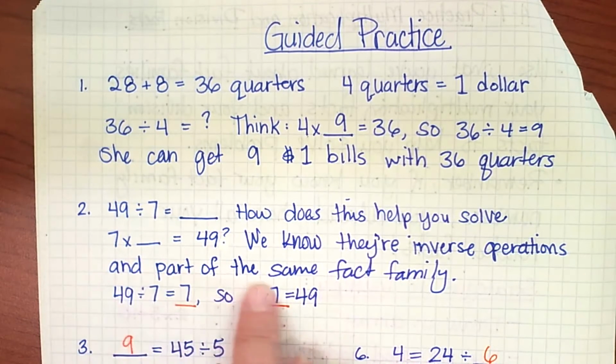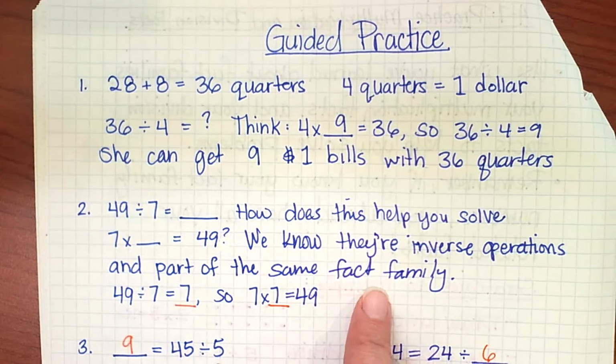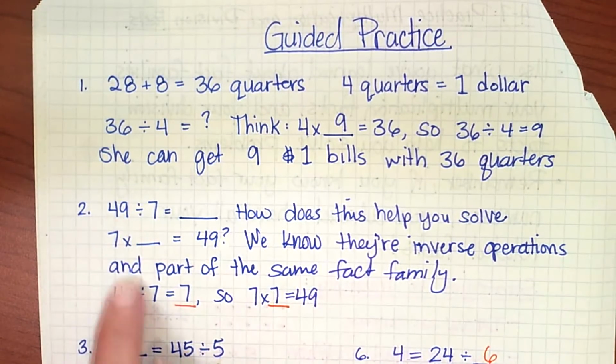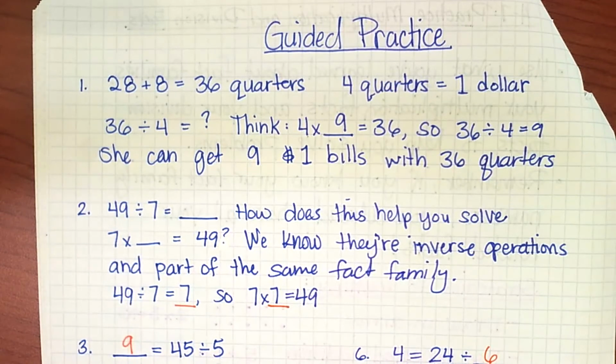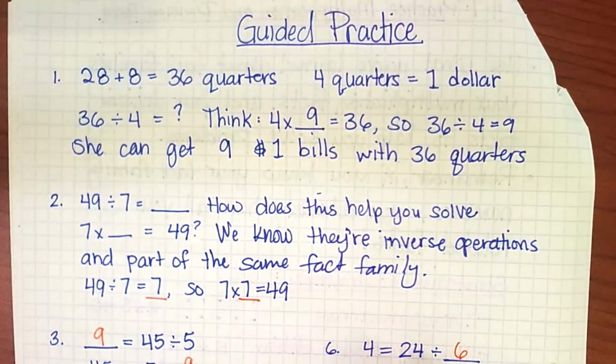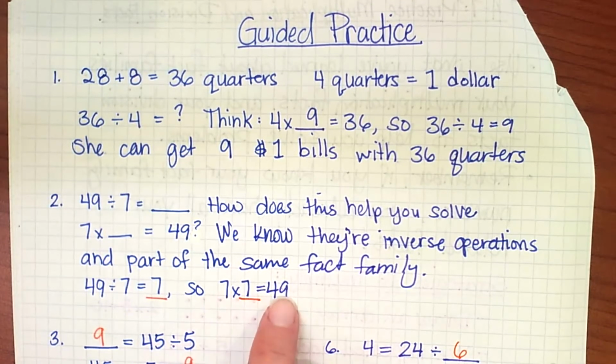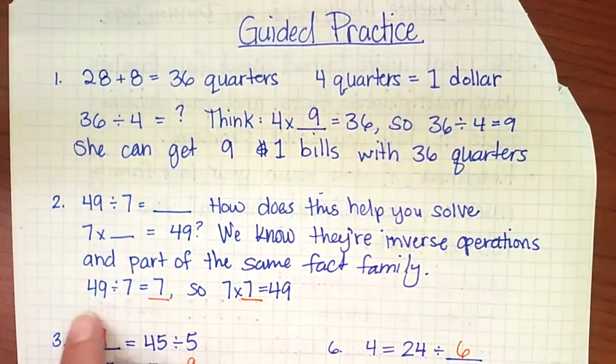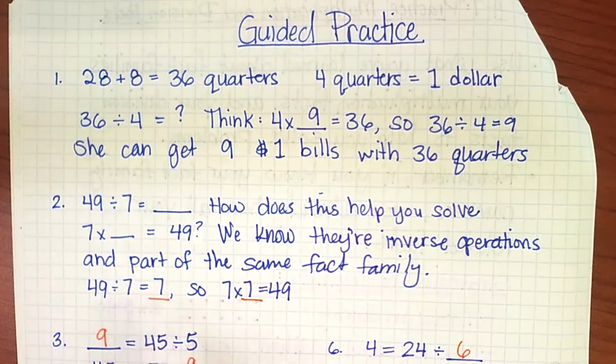And we also know they're part of the same fact family. So we know 49 is part of the family, 7 is part of the family. We have to figure out what the other number is. So we'll go back to our math facts and our multiplication facts, and we figure out that 7 times 7 is 49. So 49 divided by 7 is equal to 7.